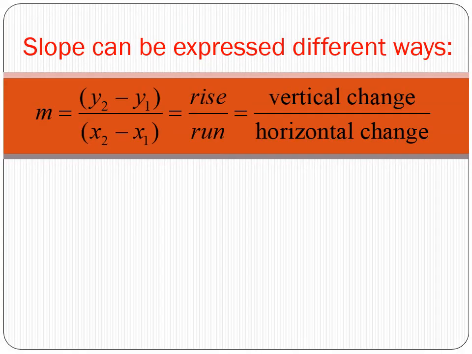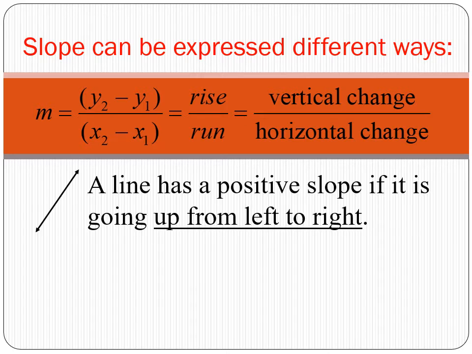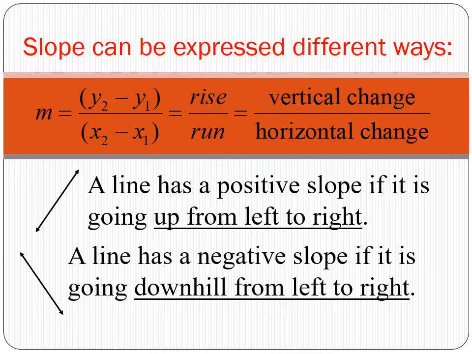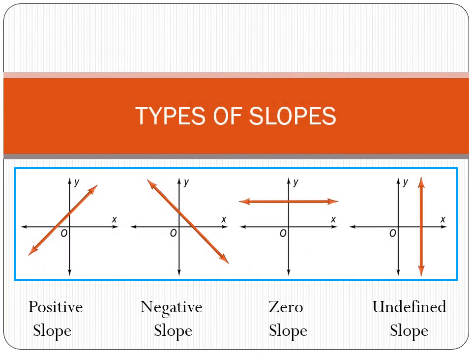Slope can be expressed different ways. It's rise over run, vertical change over horizontal change. Another way to think about it is as you read a line from left to right, like you would read a sentence. If it's going up to the right, it's positive. If it goes down to the right, it's negative. So you will have three different types of slope. You'll have a positive slope when the line goes up to the right, negative when it goes down to the right. You will have zero slope when it's horizontal, and undefined slope when it's a vertical line.